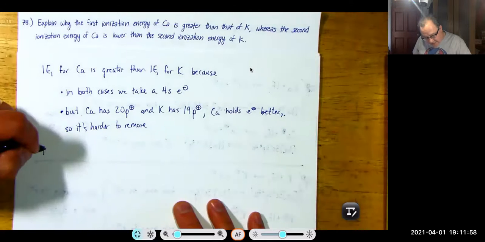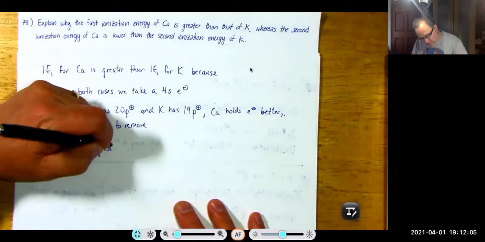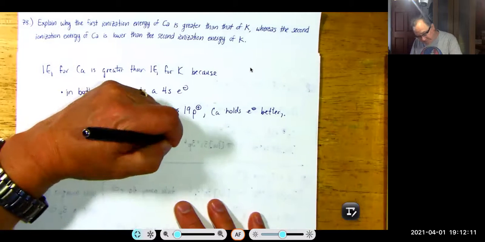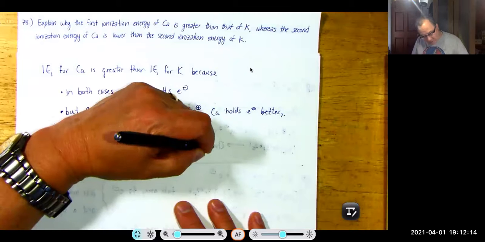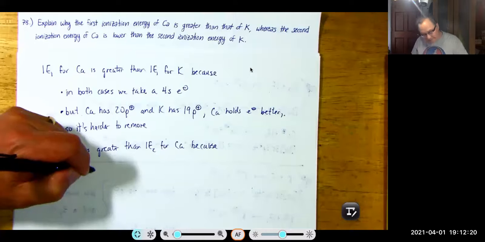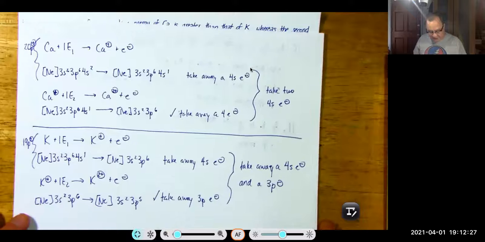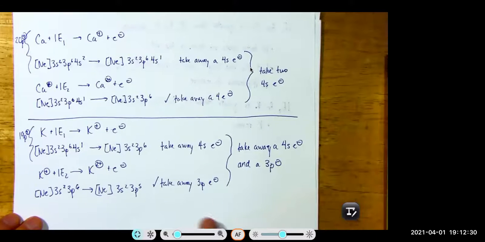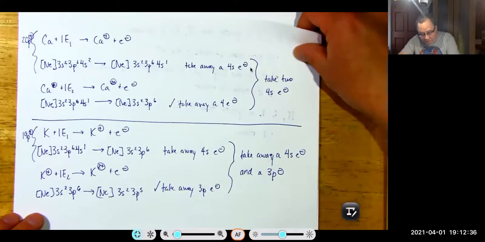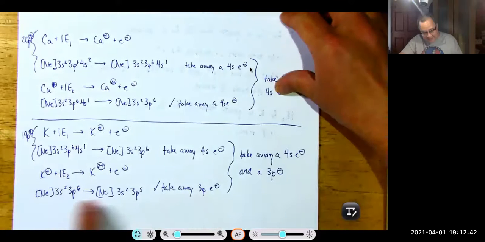Now, why is ionization energy 2 for potassium greater than ionization energy 2 for calcium? Well, here we would say, well, potassium, we remove what? Take a look at potassium here. What are we removing for the second ionization energy? Yeah, so we remove a 4s for calcium, and we remove a 3p for potassium.